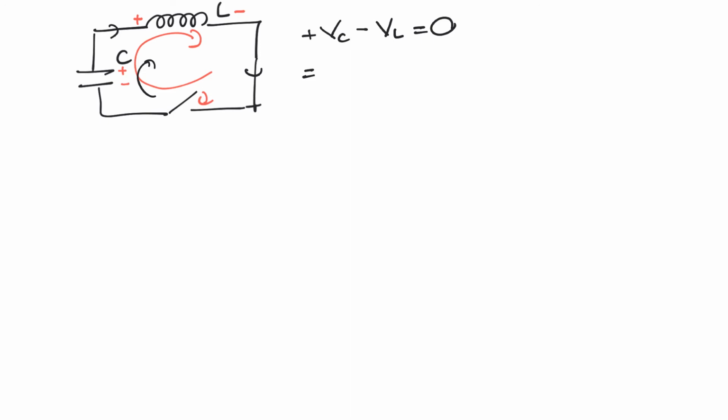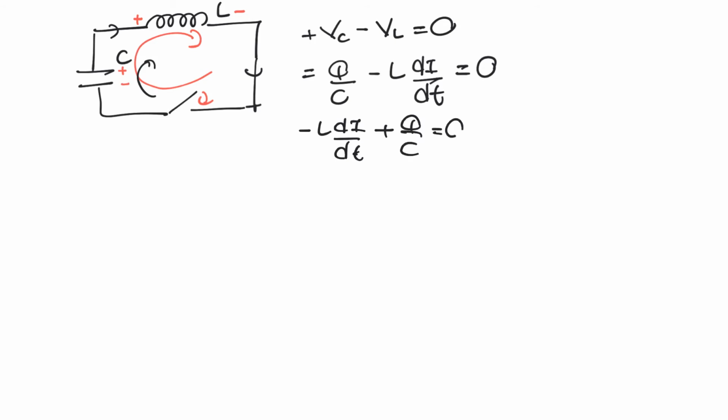Q equals CV, so V_C is Q over C. The voltage for the inductor is L di over dt. So you rearrange and get negative L di over dt plus Q over C equals 0. I think you already remember that current is basically the rate of change of charge over time.